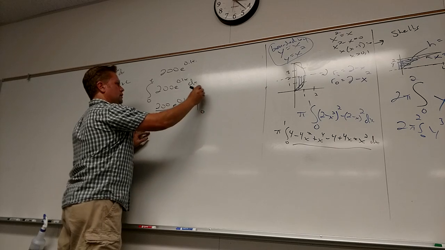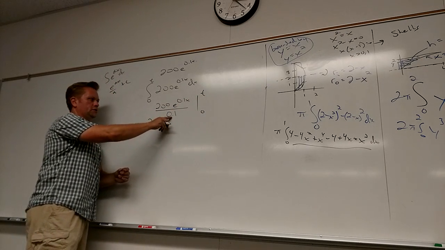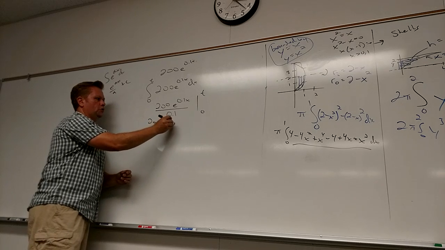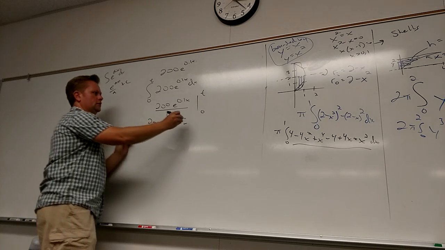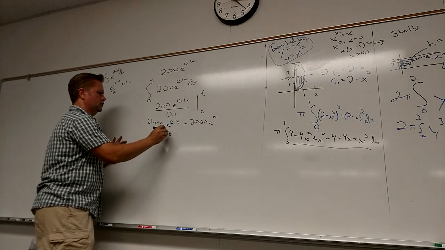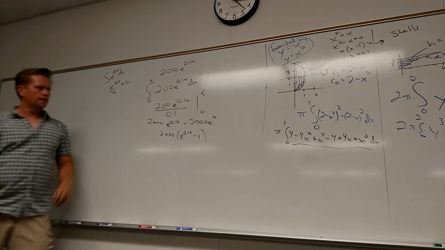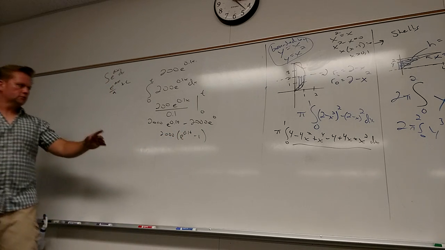Evaluate it from 0 to t. So you get 2,000 e to the 0.1t minus 2,000 e to the 0. So that's where 2,000 times (e to the 0.1t minus 1) comes from. I'm sorry. Yeah, that's it.